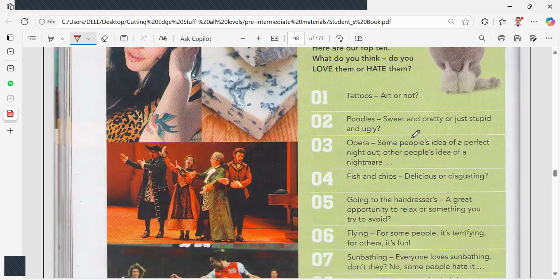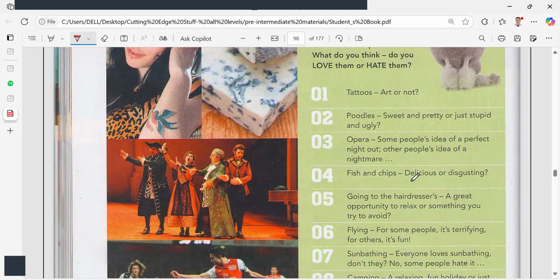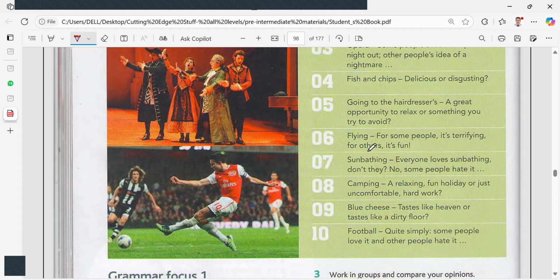Yes, quickly. Question 1, tattoos, art or not? Poodles, sweet and pretty or just stupid, ugly? Opera, some people's idea of a perfect night out, other people's idea of a nightmare. Fish and chips, delicious, disgusting. Going to the hairdresser is a great opportunity to relax, something you try to avoid, and so on.